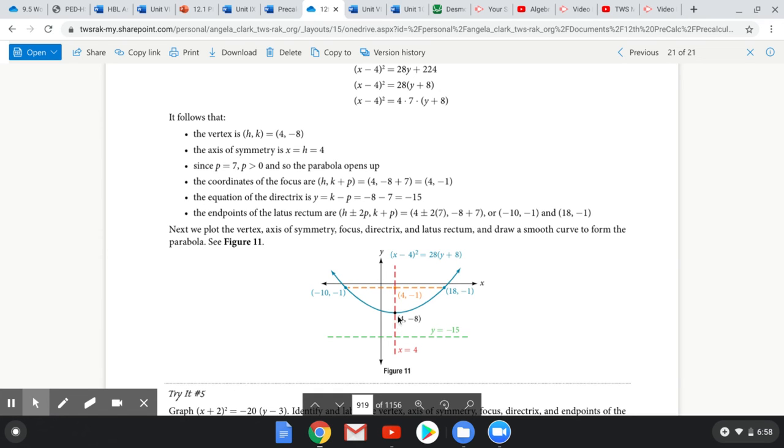What else about this graph? It's opening up, which we get from the fact that x is what is squared and the thing in front of the y is positive. This distance is going to be 14, right? It's going to be 2 times p. P is 7, so this distance is going to be 14. So we're adding 14 to 4, and that gives us this 18. Subtracting 14 from 4 gives us the negative 10 here. And then we just graph it. Okay?